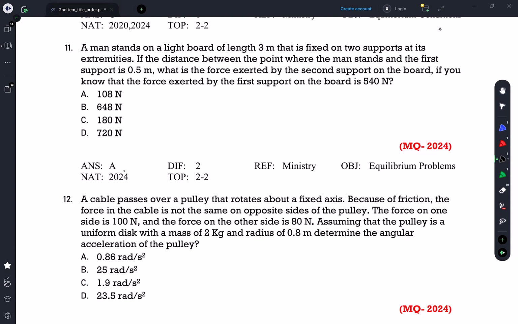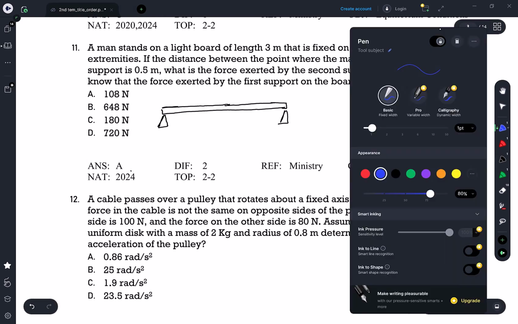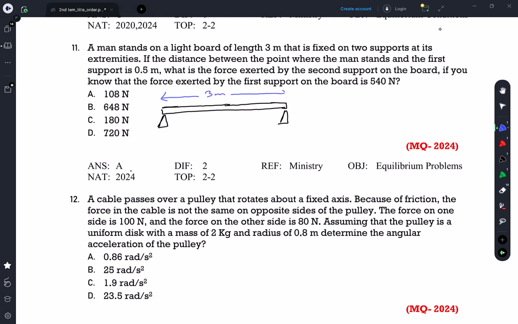So it's a light board. Let's draw a light board. Yeah, this is a light board, fixed on two supports at its extremities and ends. One of them is on the left, the other one is on the right. Length is 3 meters, total length. Take length with the blue color. 3 meters. Okay.